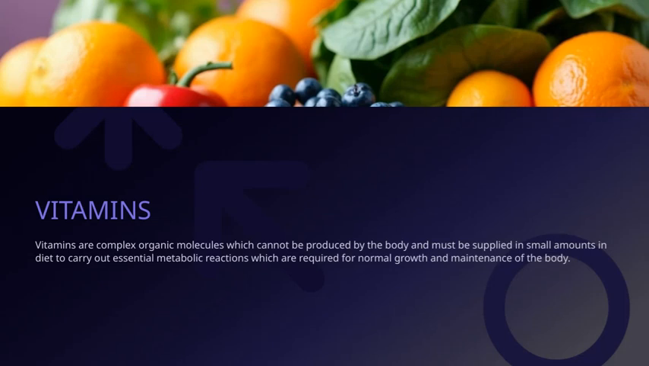Vitamins are actually complex organic molecules that our bodies can't produce on their own. Because of that, we need to get them through our diet. Even though they are required in small amounts, they play a crucial role in supporting essential metabolic reactions. These reactions are vital for our body's normal growth and maintenance. So, in the context of overall health, ensuring we get enough vitamins is fundamental to keep our bodies functioning properly and to support our development over time.